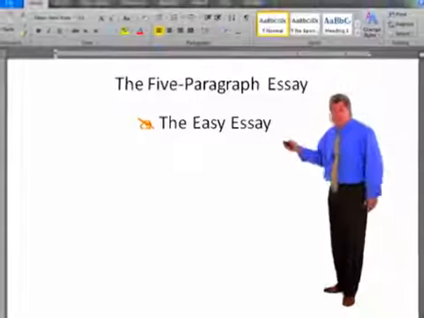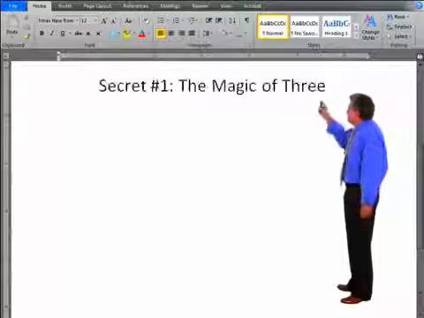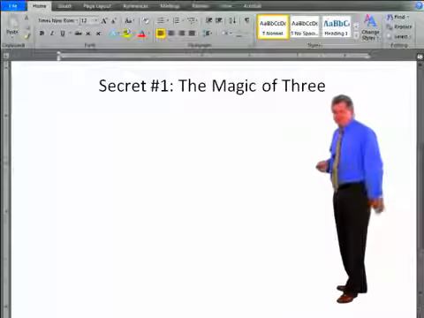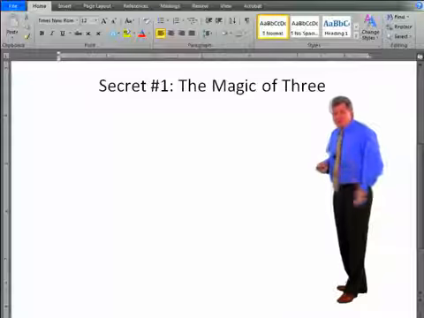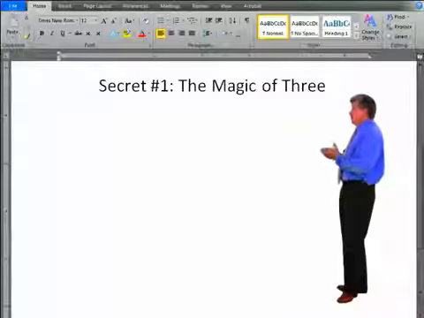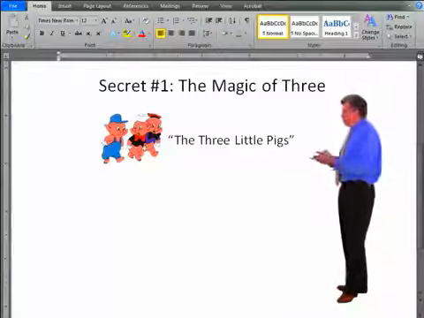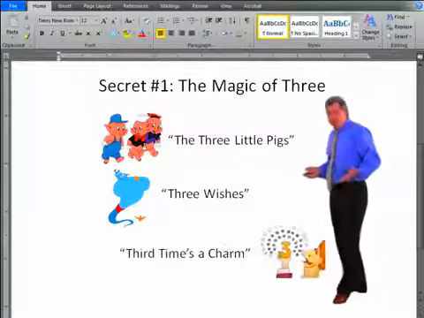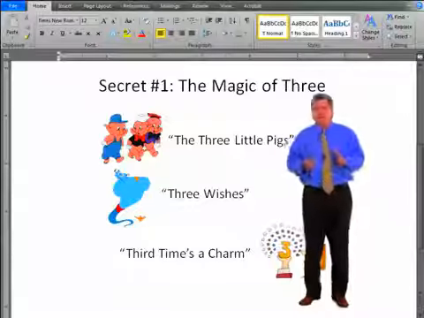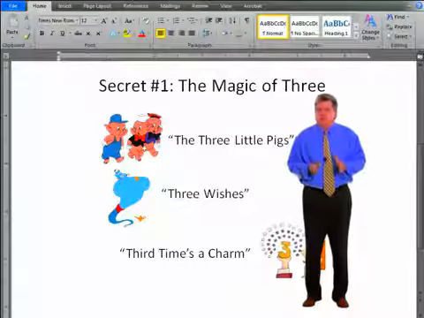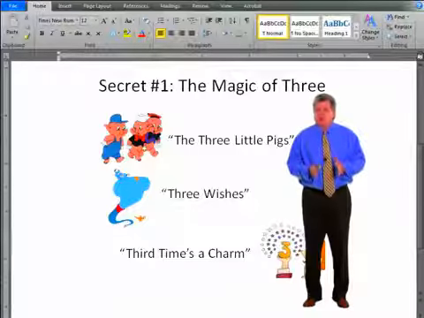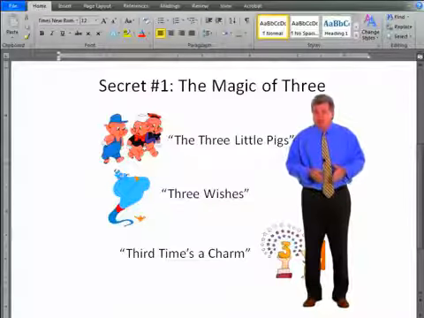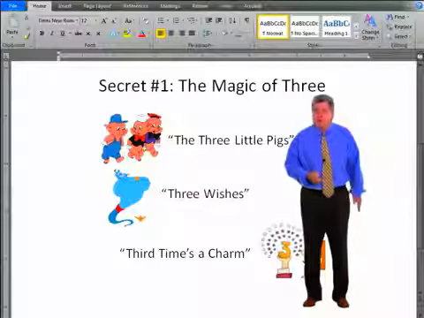And that first formula is the magic of 3. You know, 3 has a kind of magic place in our culture, whether it's the 3 little pigs, or the 3 wishes that you get from a genie, or sayings like 3 times a charm, or 3 strikes you're out. 3 seems to have an important place in human memory. And we're going to use the role it plays in human memory to help create our 5-paragraph essay.